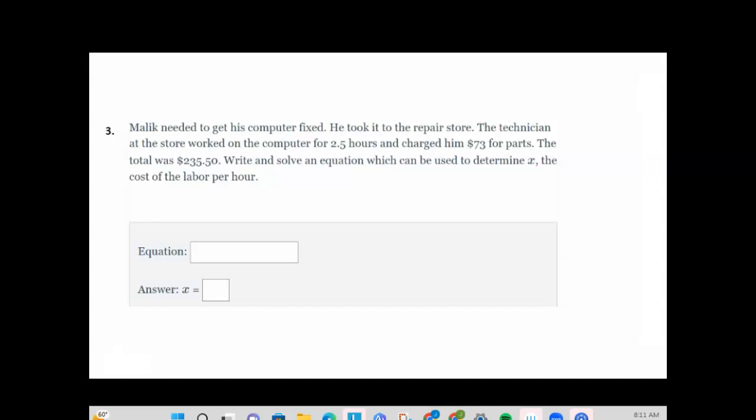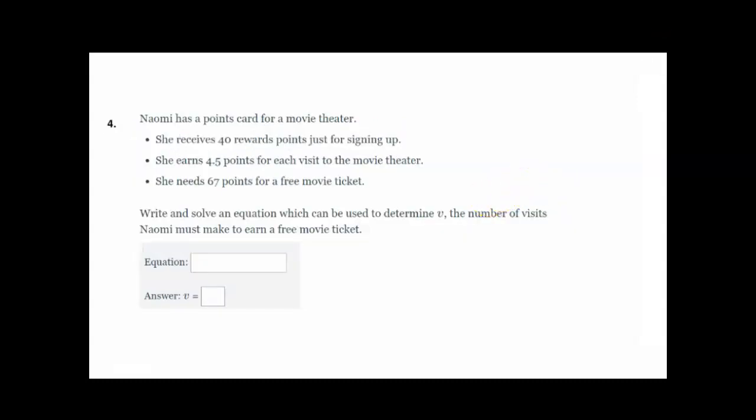All right. Let's try another one. Slightly different here. Let's see. Naomi has a points card for a movie theater. She receives 40 rewards points just for signing up. She earns 4.5 points for each visit to the movie theater. She needs 67 points for a free movie ticket. Write and solve an equation which can be used to determine V, the number of visits Naomi must make to earn a free movie ticket.